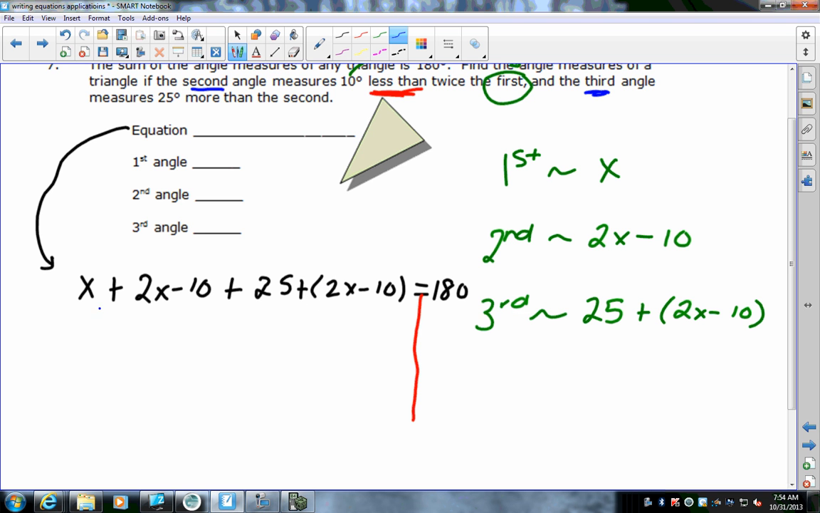So what I can do, though, is I add up all my x's. So underline your x's because they live in Texas. Just kidding. Okay. I know, bad jokes.